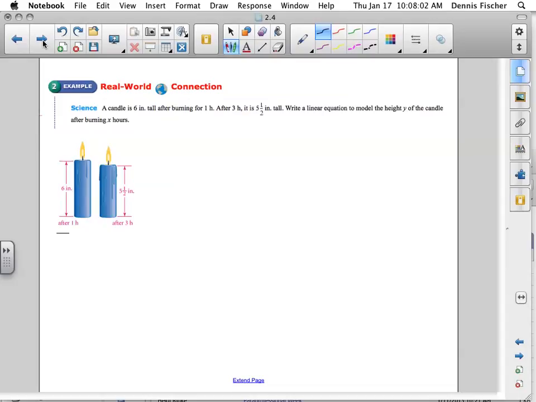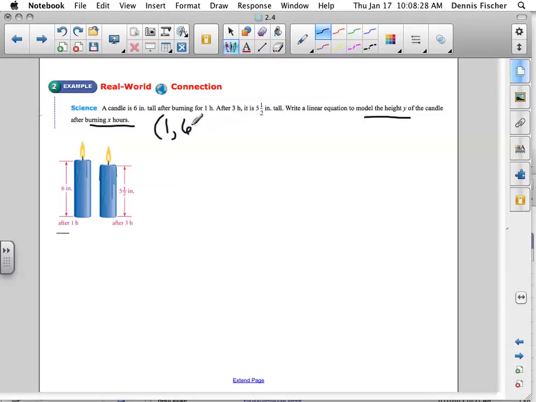You gonna find it? Now, a lot of people look at this equation and say, I don't know what to do. This is hard, and you've got a whole bunch of numbers here. What helps is to label your variables. They say height is y, hours is x. Now, if I went up to this problem and rewrote it, it says it's 6 inches tall after burning 1 hour. X is hours.